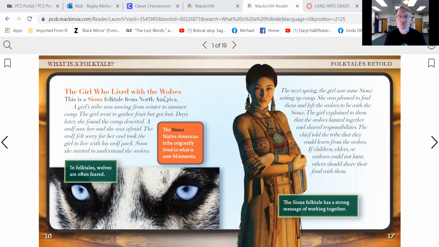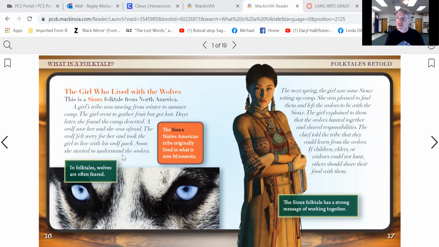The Girl Who Lived with the Wolves. This is a Sioux folk tale from North America. A girl's tribe was moving from winter to summer camp. The girl went to gather fruit, but got lost. Days later, she found the camp deserted. A wolf saw her, and she was afraid. The wolf felt sorry for her and took the girl to live with his wolf pack.